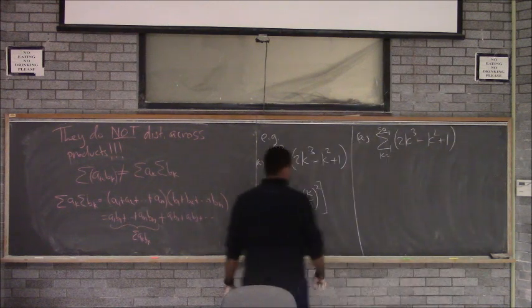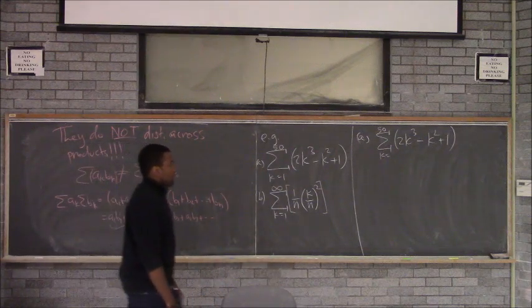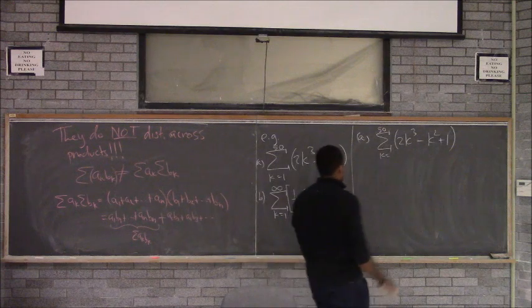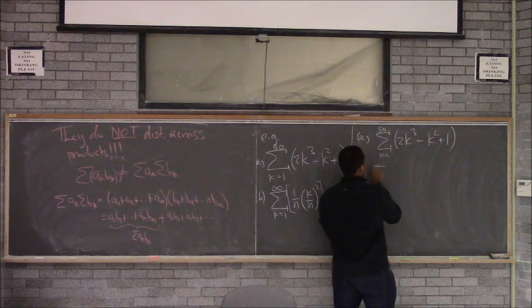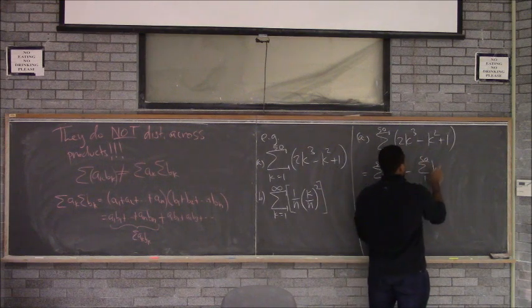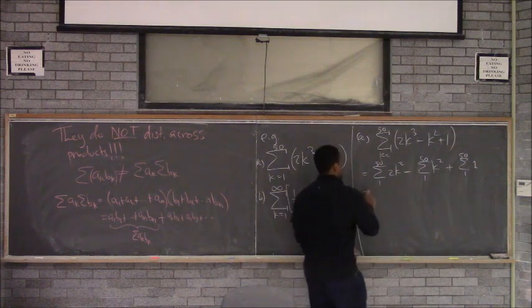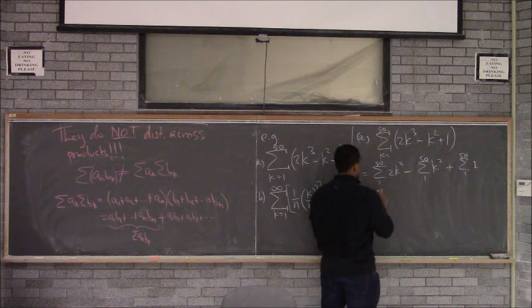So let's actually just jump into this. How would you do that? Well, I would use the two previous properties. I would be able to realize that this is just the sum from 1 to 50 of 2k cubed minus the sum from 1 to 50 of k squared plus the sum from 1 to 50 of the constant 1. And here I would be able to factor out a 2.